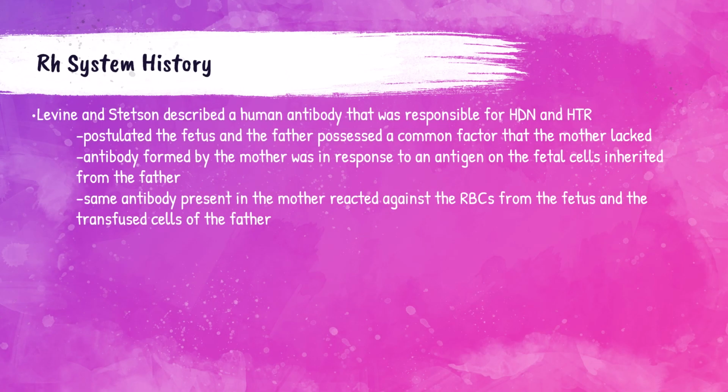So before 1939, we only knew about the antigens of the ABO blood group system. Blood transfusions were only based on this ABO system. So for example, if somebody was determined to have A blood, they gave them A blood. Somebody had B blood, they gave them B blood. But there were still deaths involved with transfusions.